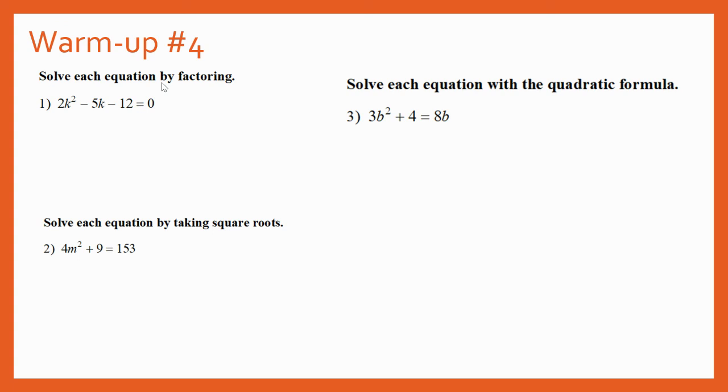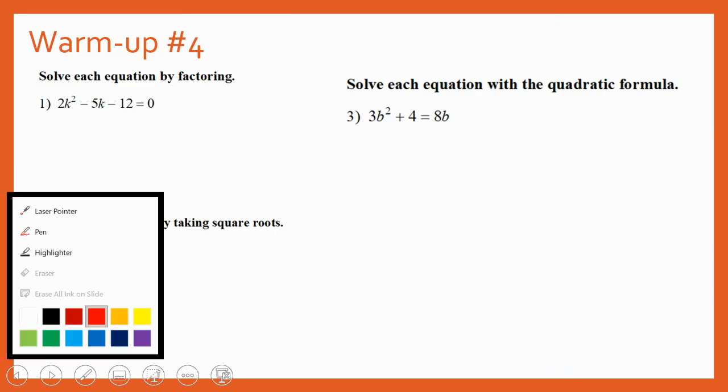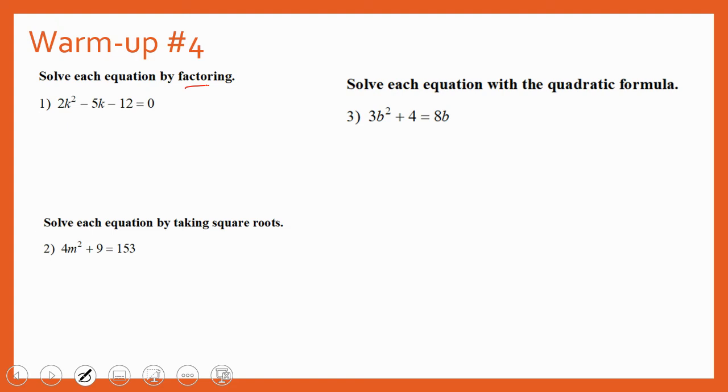Okay, we have warm-up number 4 for the final test. And so they're telling you again how to solve. So we're going to solve by factoring first, solve by quadratic formula next, and solve by square roots there. So make sure solve at the end is going to be specific numbers for your solution.